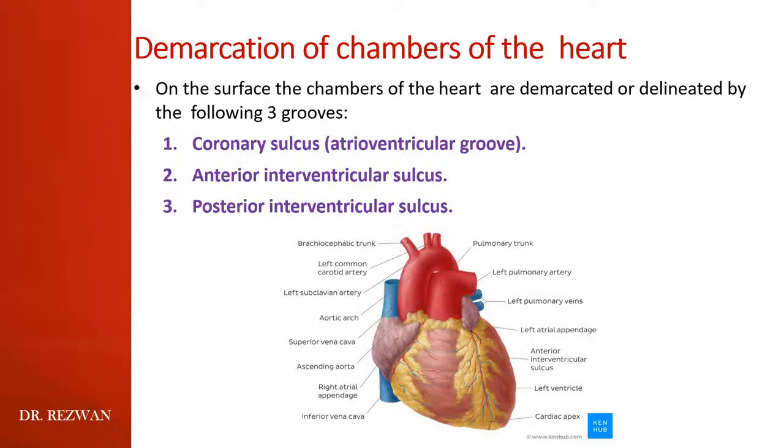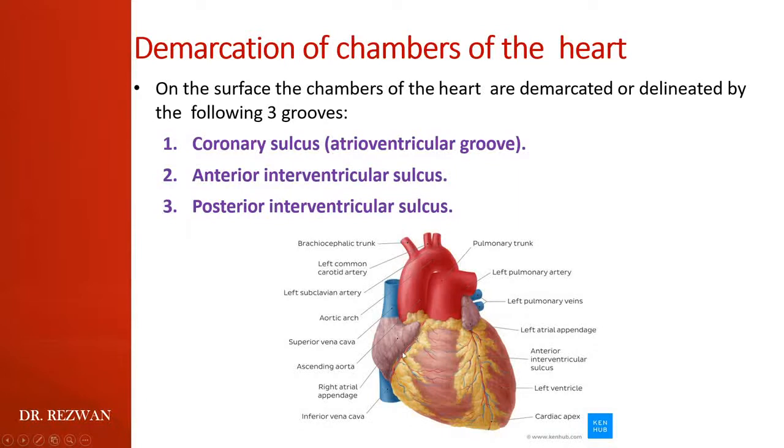Now the demarcation of the chambers of the heart. On the surface, the chambers of the heart are demarcated by some lines called sulci or grooves. There are three grooves: the coronary sulcus or atrioventricular groove that we already saw, the anterior interventricular groove or anterior interventricular sulcus, and the posterior interventricular groove. Here we can see that the right atrium is separated from the right ventricle by a groove having some blood vessels. This is actually the coronary sulcus or atrioventricular groove.